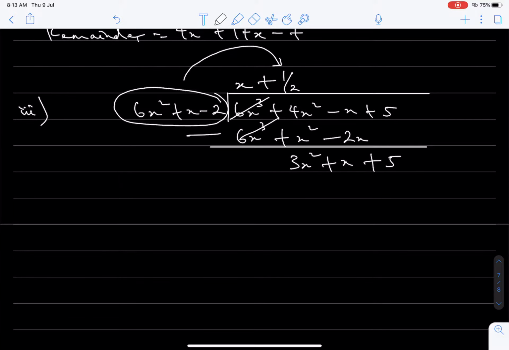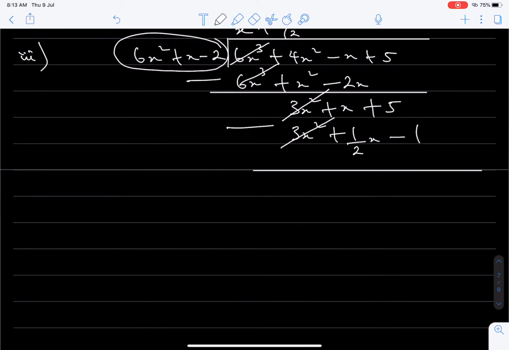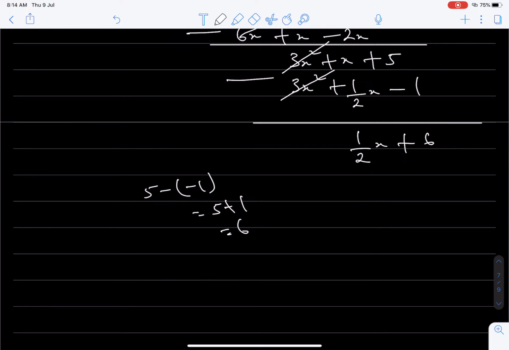And that becomes half: 6x squared times half is 3x squared, plus x times half is half x, and then minus 2 times half is minus 1. So we subtract again as usual. 3x squared minus 3x squared is 0. x minus half x is half x. And then 5 minus minus 1, which is the same as 5 plus 1, and that's 6.